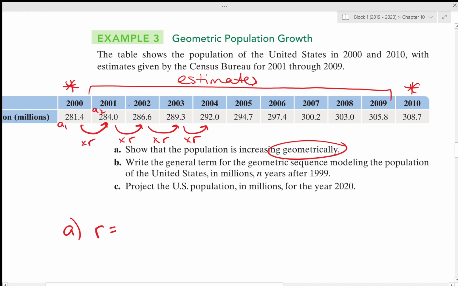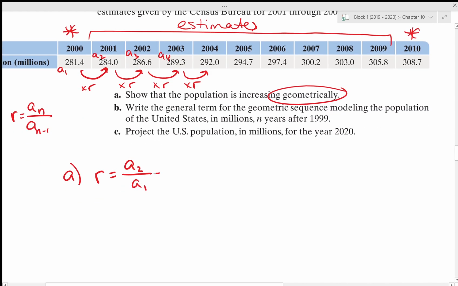A of 2, A of 3, A of 4, and so on and so forth, right? So I know my ratio, just like I said before. Your ratio is going to be your term divided by the previous one. You always have to put the one that comes next above the one that came before. So I would have to do A of 2 divided by A of 1. So 284 divided by 281.4.